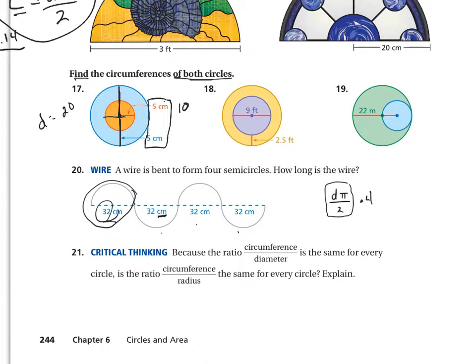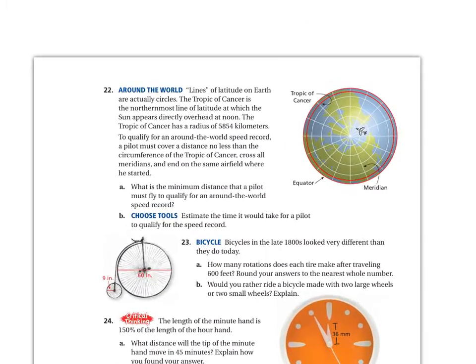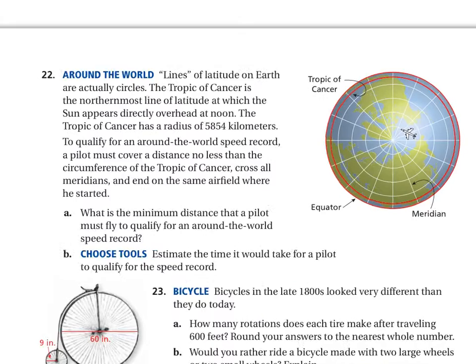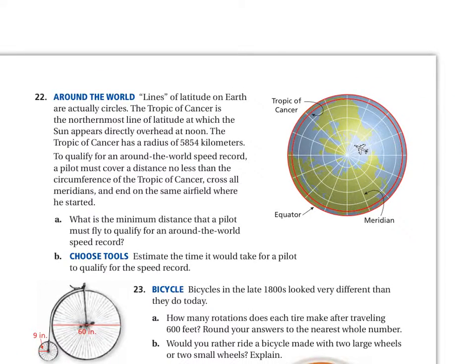All right, for 22, last page here. Around the world, lines of latitude of the Earth. The Tropic of Cancer. Okay, so I'm reading all through this here. It says, what is the minimum distance that a pilot must fly to qualify for a round the world speed record? So it looks like the Tropic of Cancer has a radius. So that's the radius. Now you need to find the circumference.